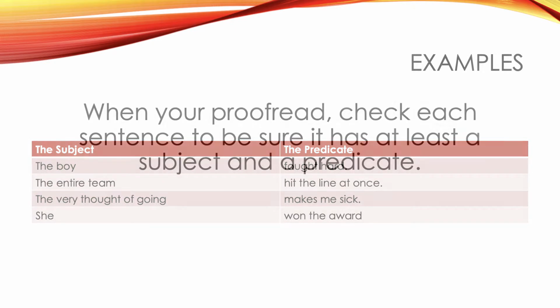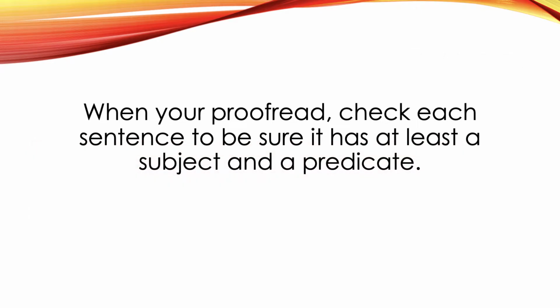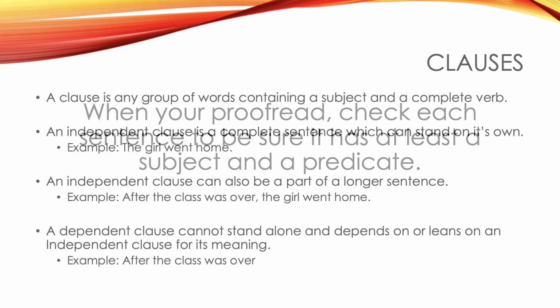So, check through each of your sentences and make sure you have a clear subject and a clear predicate in them to make sure that you're writing complete sentences. When you proofread, check each sentence and make sure it has at least a subject and a predicate. You can have more information in there, but you have to have at least that much.